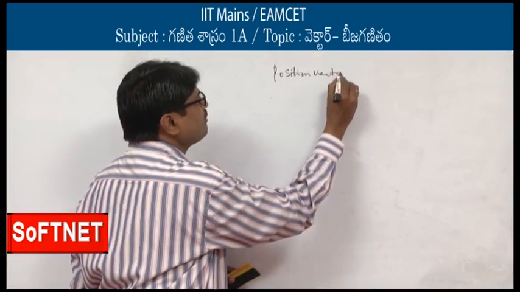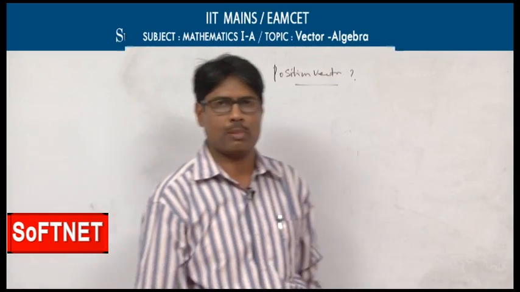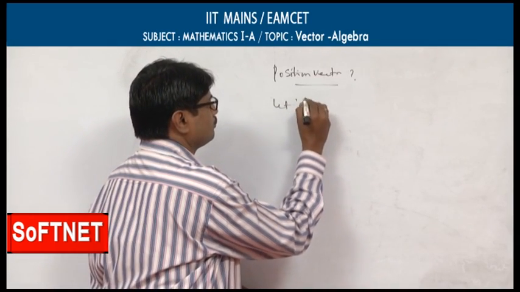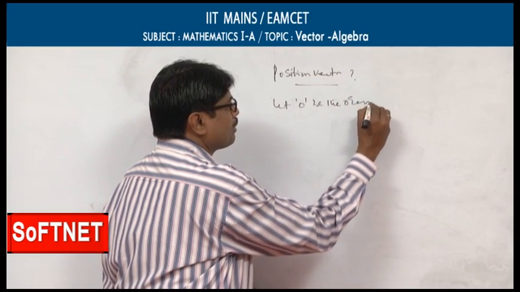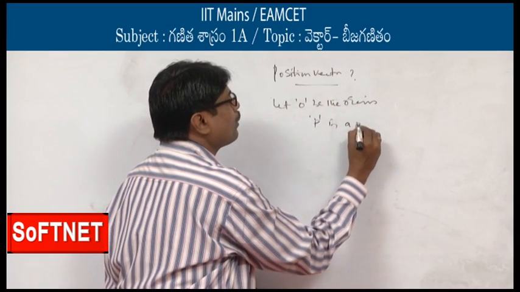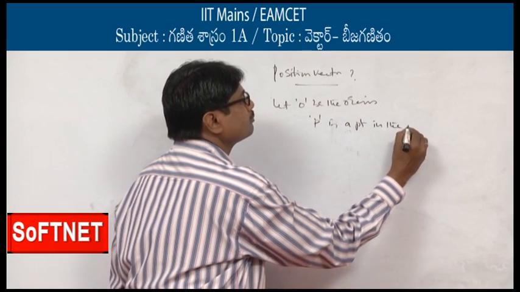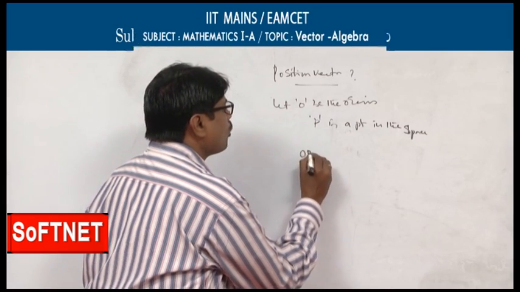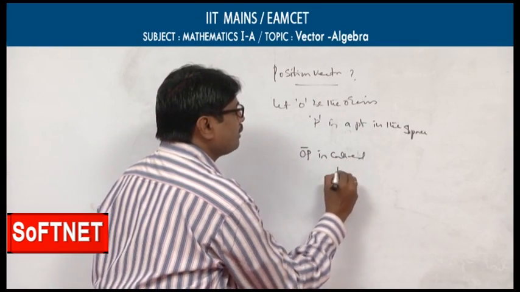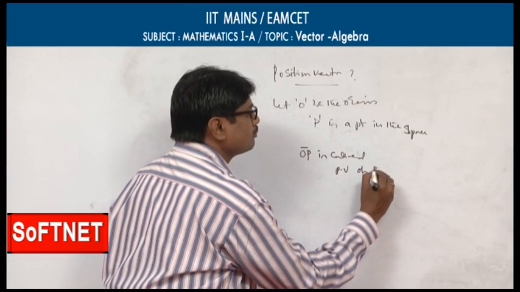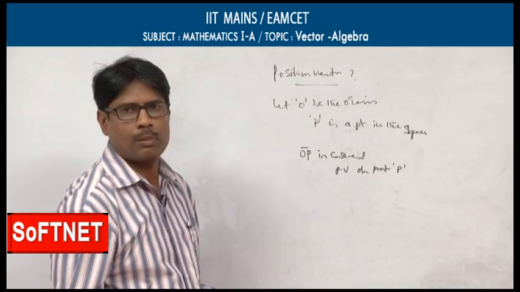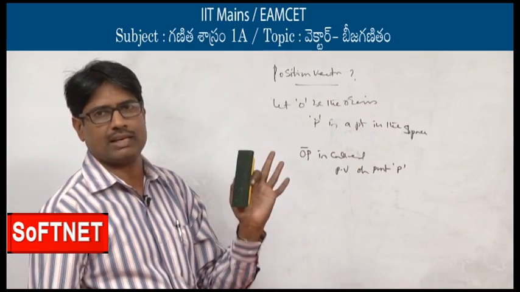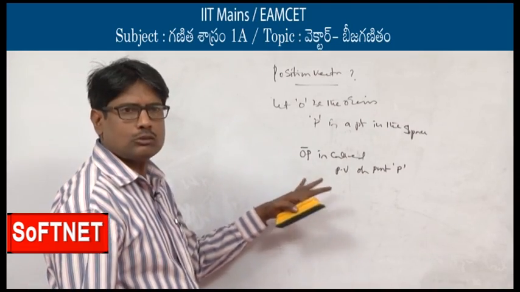What do you mean by position vector? Definition of a position vector. Let O be the origin, and P is a point in the space. Then OP bar is called the position vector of point P. A vector whose position is connected to the origin is called a position vector. The position vector is OP bar.